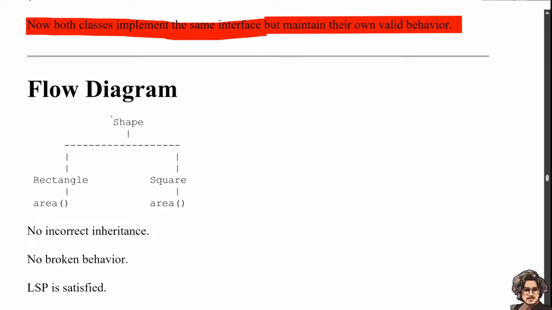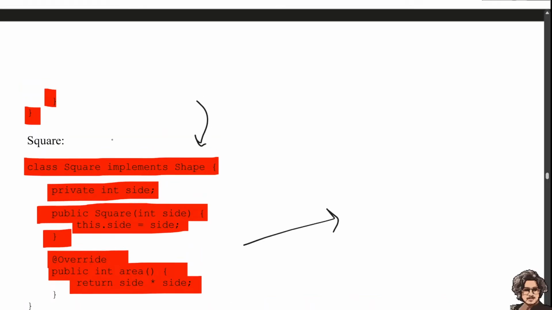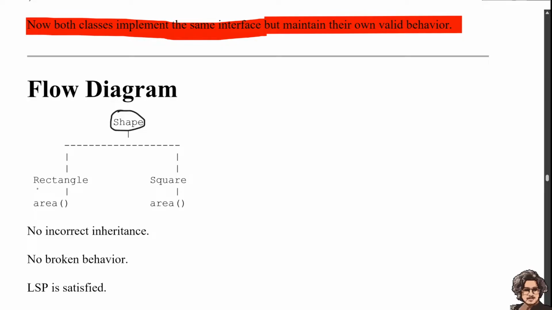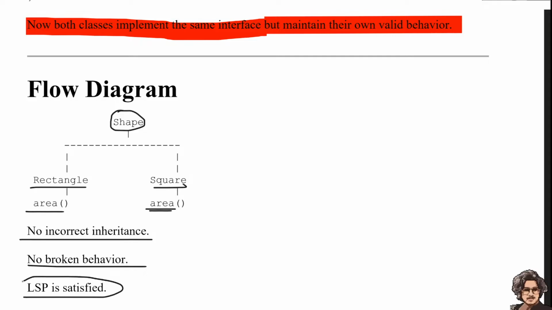So what is the flow diagram? We have a Shape, which both classes implement. Rectangle implements this area property and gives the area, and Square also implements this Shape property and gives the area. No incorrect inheritance, no broken behavior, and LSP is satisfied.